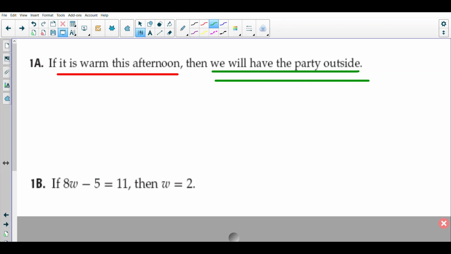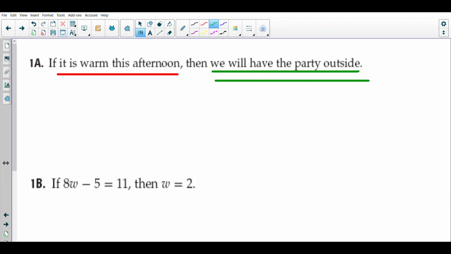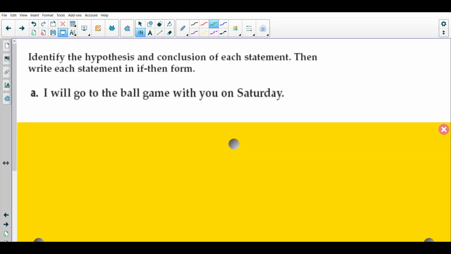Then if 8w minus 5 is equal to 11, then w is equal to 2. Again, if 8w minus 5 is equal to 11, then w is equal to 2. Right now we're just looking at identifying and setting up conditional statements. Now identify the hypothesis and conclusion of each statement, then write each statement in if-then form.